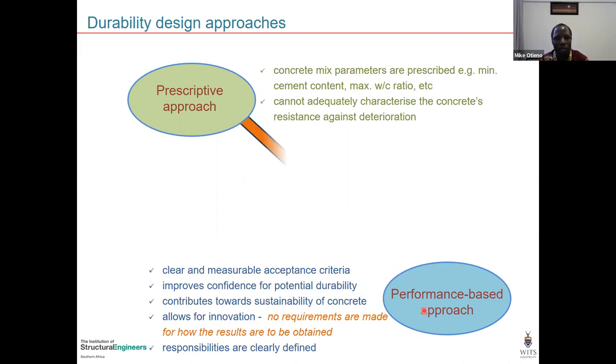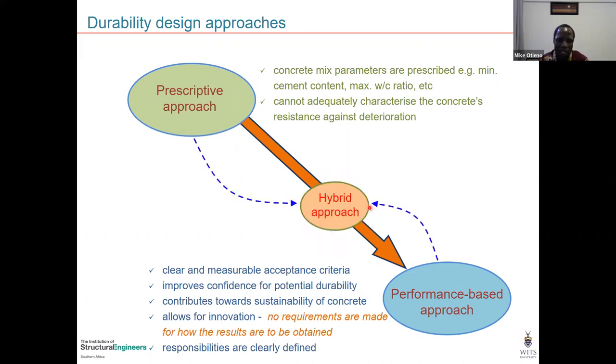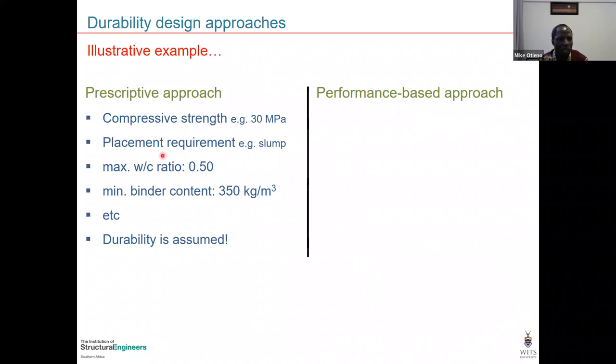So as I said, we want to move from a prescriptive to a performance-based approach. We're not yet there. As it stands, we are somewhere in between, and what is happening now is that we are basically using a hybrid approach. This means that we are prescribing some of the performance criteria, and some we are not prescribing.